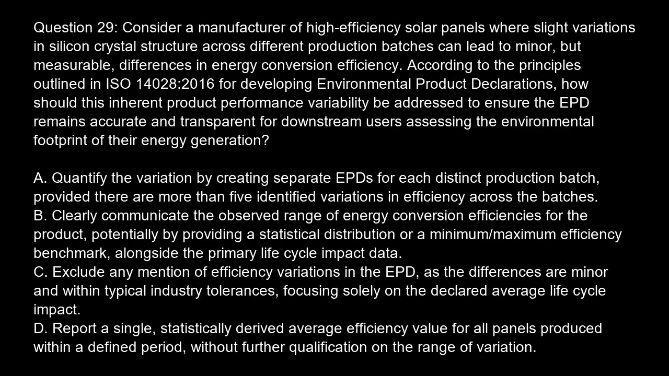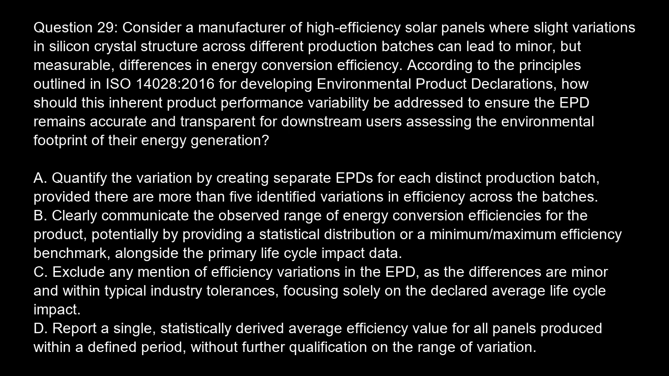Question 29. Consider a manufacturer of high-efficiency solar panels where slight variations in silicon crystal structure across different production batches can lead to minor, but measurable, differences in energy conversion efficiency. According to the principles outlined in ISO 14028-2016 for developing environmental product declarations, how should this inherent product performance variability be addressed to ensure the EPD remains accurate and transparent for downstream users assessing the environmental footprint of their energy generation?